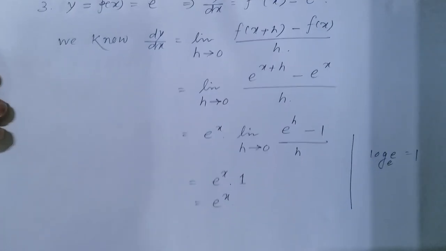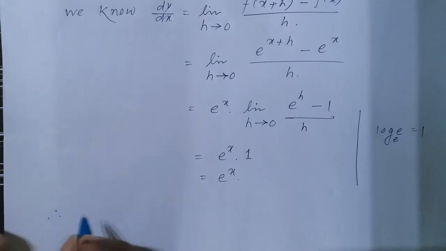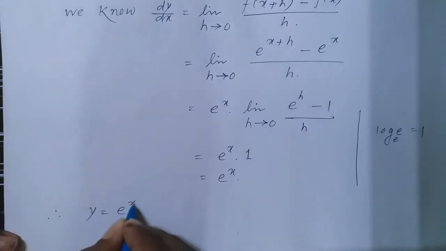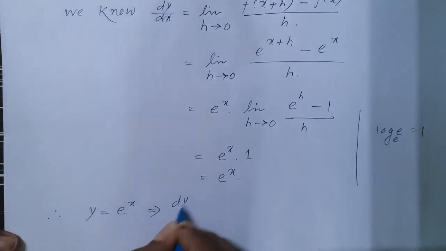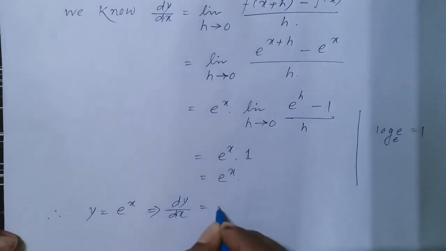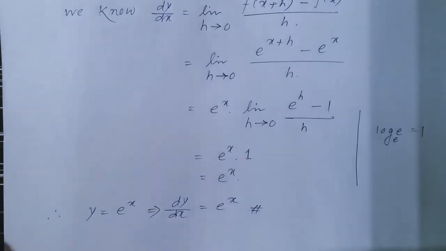So therefore, what is the conclusion? y is equal to e to the power x, and in that case dy/dx is equal to the function itself, e to the power x. So that is your formula. And these three formulae you need to solve the problems of this chapter.